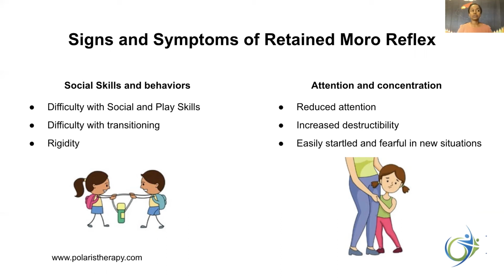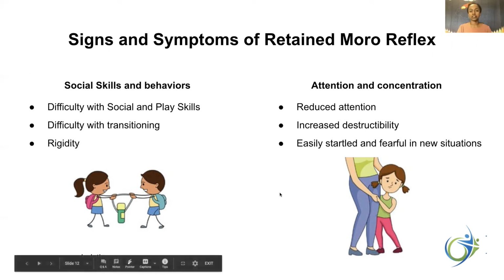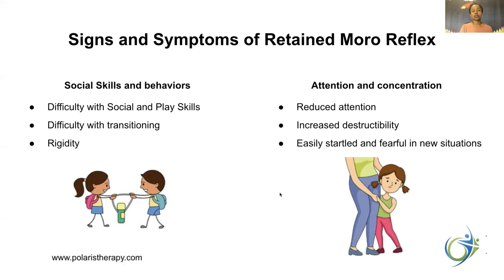They'll have reduced attention, and they might have ADD or ADHD tendencies, because all the information is coming together and they're not able to sift through it. So they might have a hard time with that as well. And they will have increased distractibility and be easily startled and fearful, and after a while it becomes a learned thing. So they anticipate, and you see anxiety and stress when it comes to certain activities and social activities.